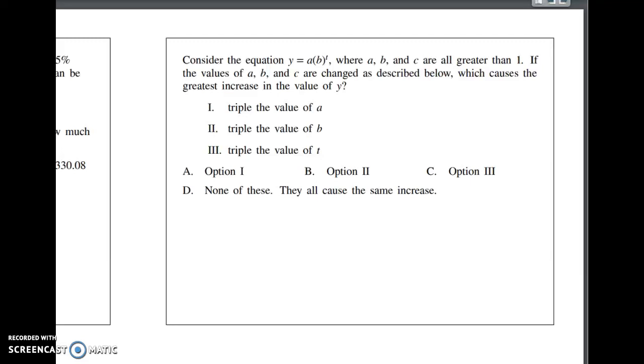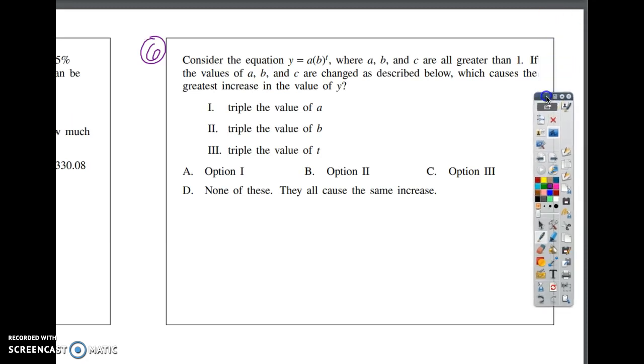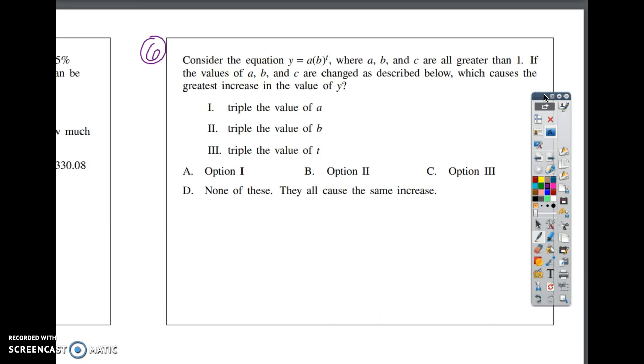In this packet, this problem right here is number 6 on your packet. So go to number 6. That's the one that we're going to do. Okay, all the other ones should be easy. I'm only going to help you on number 6 and number 11. The rest of them I expect you to be able to do on your own.